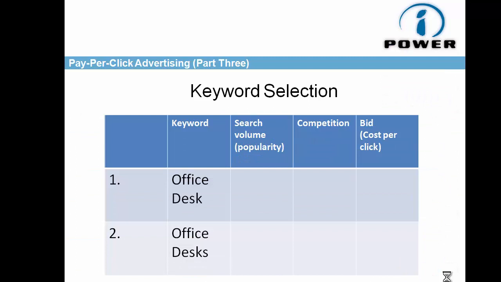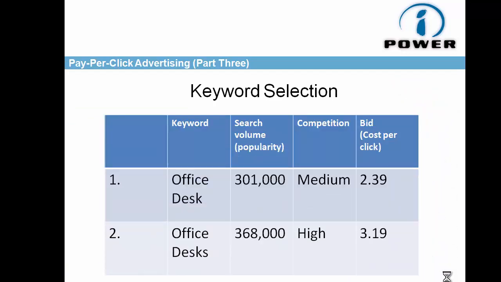So for example, which of the two phrases would you choose when advertising? Office desk, number 1, or number 2, office desks? Well, obviously it's hard to say, but with research we can make a more informed decision. We see that for number 1 we have search volume 301,000 people who searched for the term office desk last month only, and we have a medium competition and we would have to pay $2.39, versus number 2, office desks, we would have slightly more people searching for the same term, yet we would have higher competition and we would have to pay $3.19.